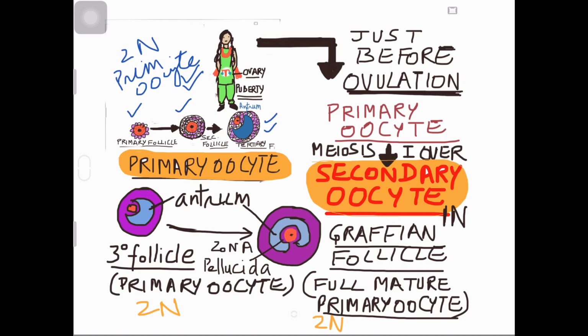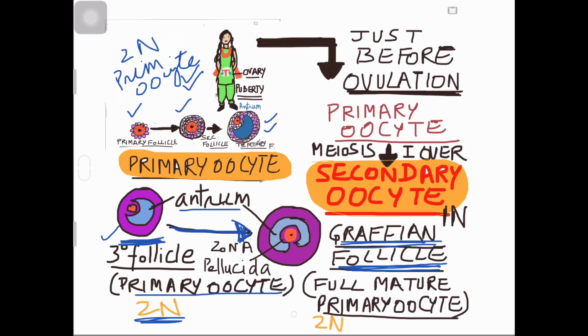Now, this tertiary follicle which I have drawn here, I have made a bigger one here to show you, containing the primary oocyte, that is 2n cell inside it, this orange, having a fluid-filled cavity called antrum. It changes further and matures further into Graafian follicle. That is a mature follicle. Fully mature follicle is called Graafian follicle.